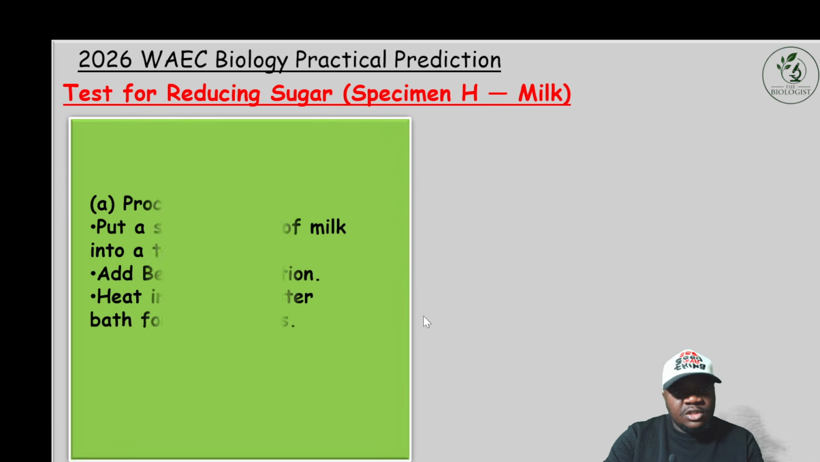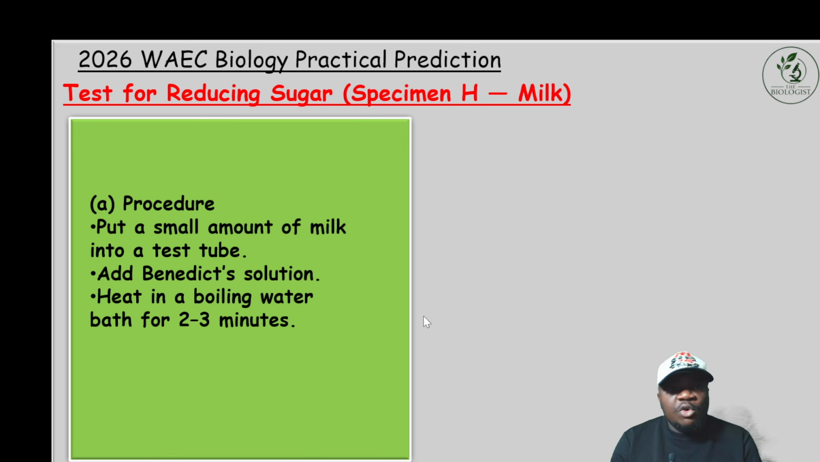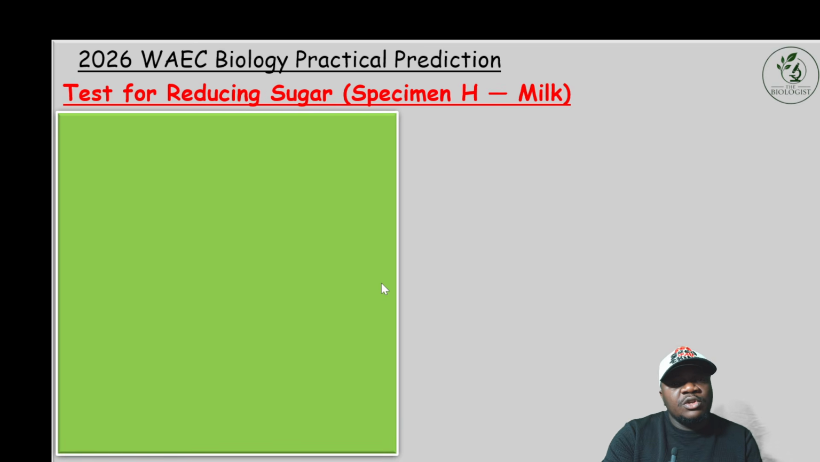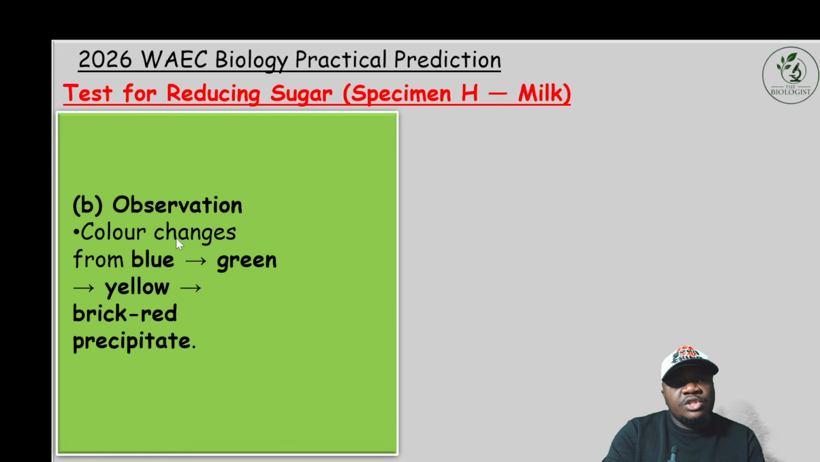Now, see this. So procedure: put a small amount of milk into a test tube, add Benedict's solution, and heat in a boiling water bath for 2 to 3 minutes. When you heat it, you're going to get a different color change. All right, so the color changes from blue to green, yellow, then the brick red precipitate. This brick red precipitate is evidence of a reducing sugar.